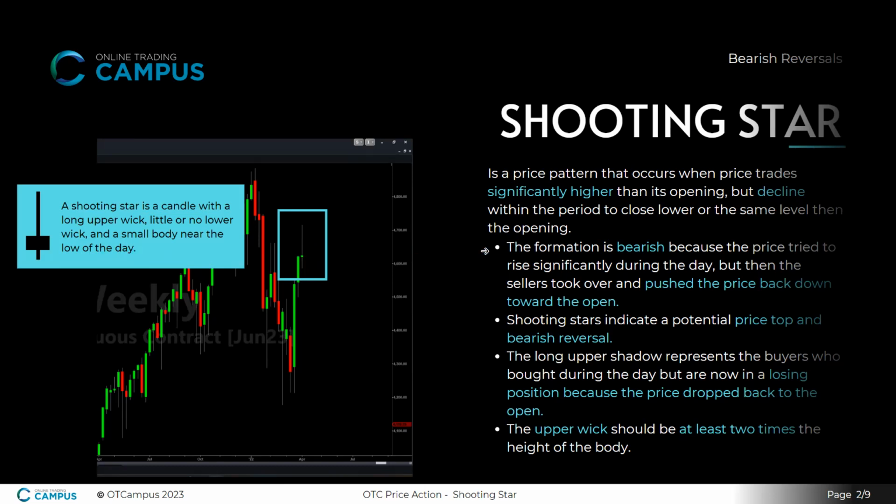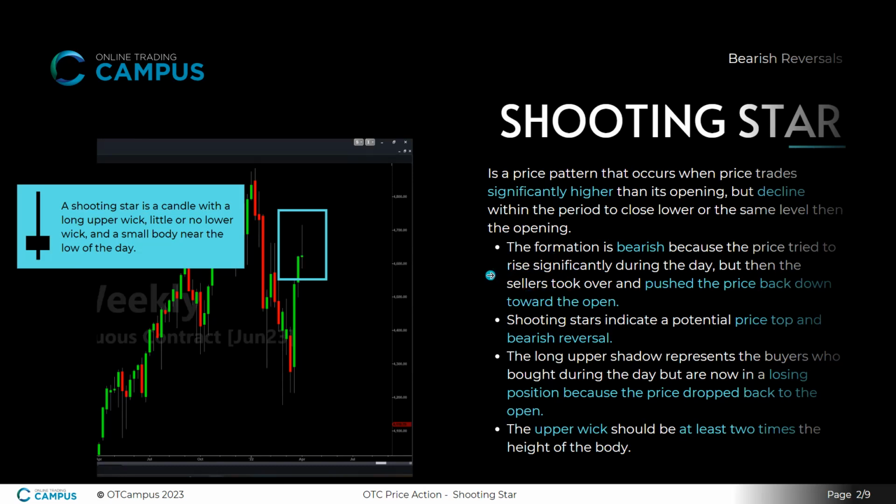The formation is bearish because the price tried to rise significantly during the day, but then the sellers took over and pushed the price back down toward the open. Sometimes I get questions from you guys: why does it look like a hammer? Why is it bullish? Why is it bearish? What does it mean? Why are the sellers more powerful than the buyers, for example? Here, guys, that's the answer.